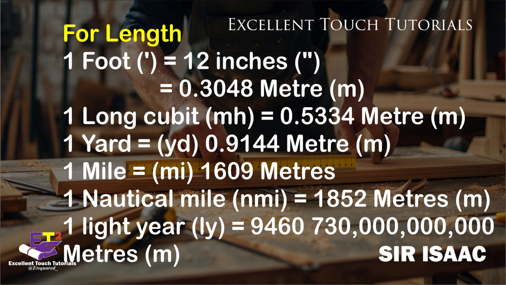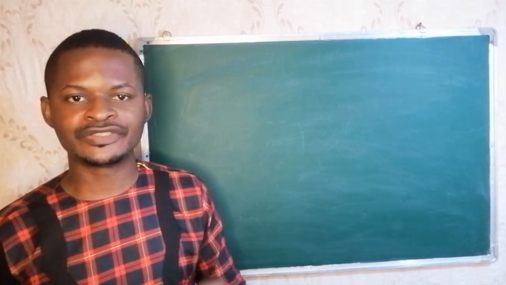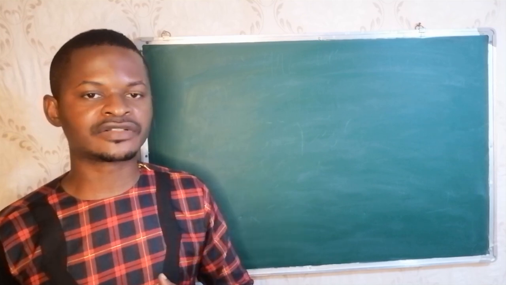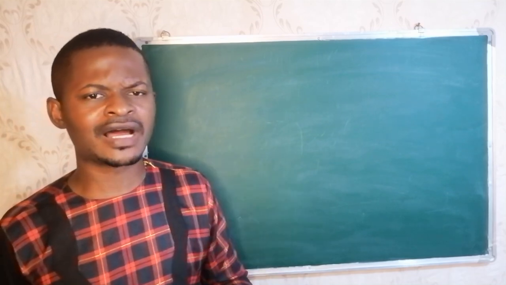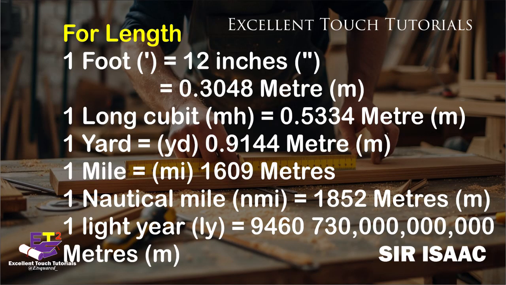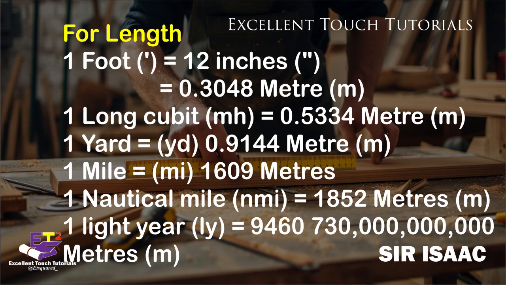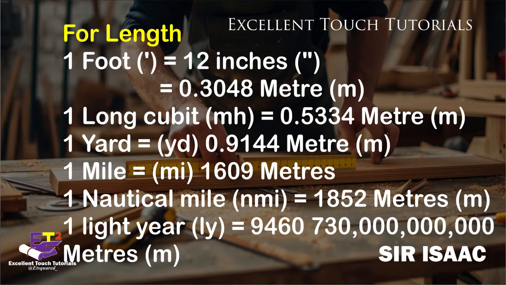And next is 1 light year. 1 light year is 9 quadrillion, 460 trillion, 730 billion meters. That's so much. And that is the reason why light year is used in space in measuring the distances between stars, the distance of a star from the earth and so on, because they are positioned very far away, so they are measured in light years. Some stars are positioned millions of light years from the earth, so you can imagine millions of quadrillions of meters. That's a massive number.